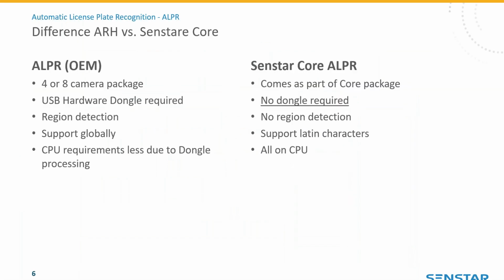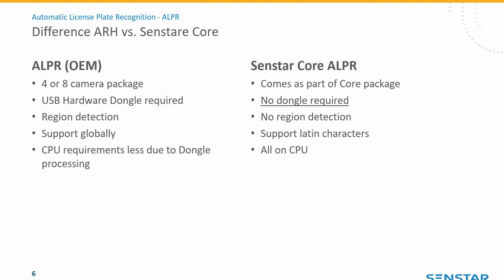So here's the difference. There are 2 ALPR engines that we have. The first is an OEM model, which comes in a 4-channel block or an 8-channel block. Those blocks require dongles. The 4-channel block is a USB hardware dongle, and the 8-camera block is a full-height PCI capture card that's inserted into a server.